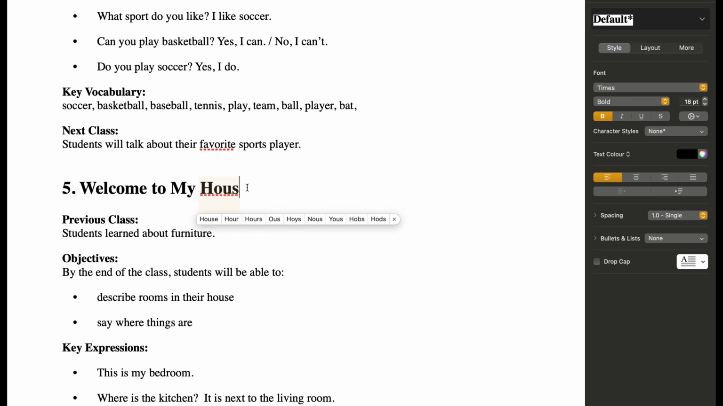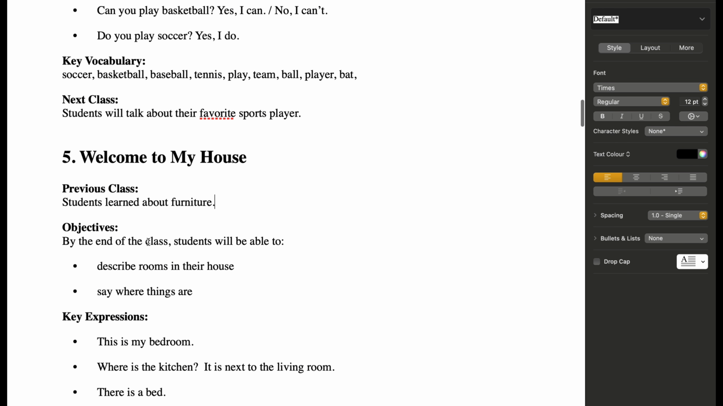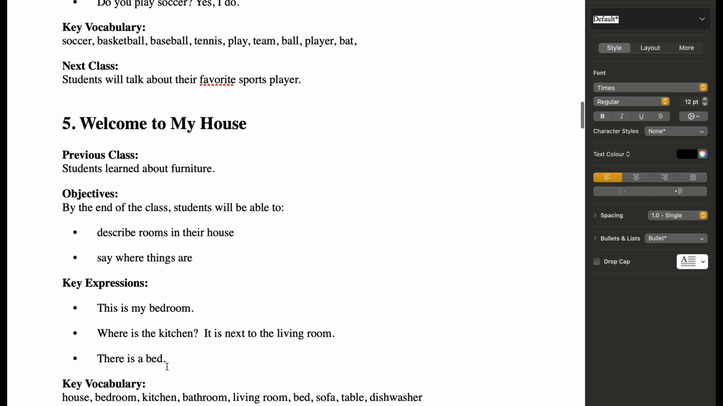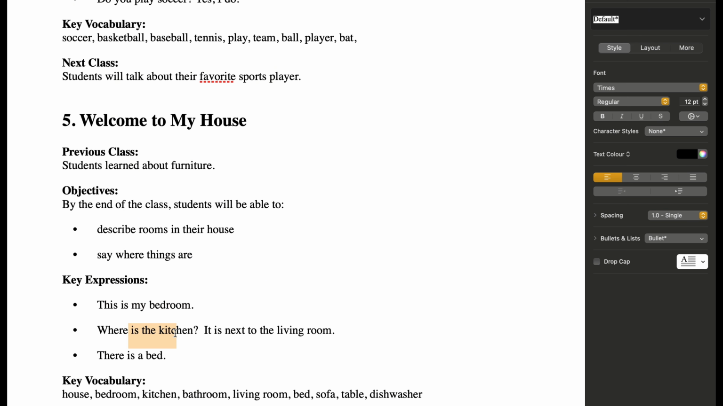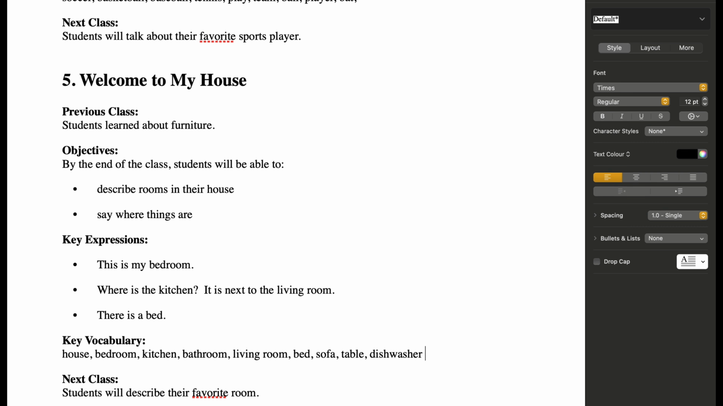Welcome to my house. Students learn about furniture or different parts of the house. So by the end of the lesson, the students will be able to describe rooms in their house, say where things are. So for instance, this is my bedroom. Where's the kitchen? It's next to the living room. There's a bed in the kitchen. So like I said, sometimes I would make them create sentences. If I feel like they get it, I'll say, make sentences with these words and just add more.